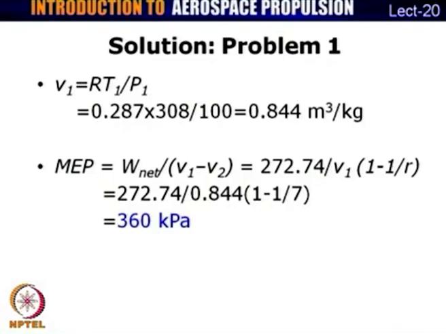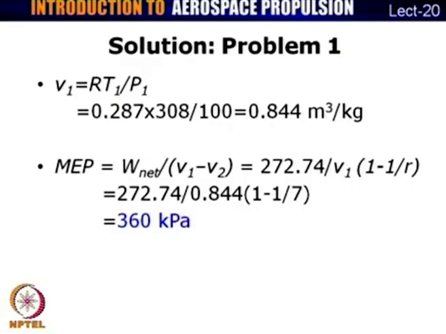So, mean effective pressure will be equal to W net by V 1 minus V 2, which is 272.74 divided by V 1 into 1 minus 1 by r, because V 1 by V 2 is equal to r. Therefore, this is 272.74 divided by 0.844, which is the specific volume at state 1, into 1 minus 1 by 7. So, mean effective pressure comes out to be 360 kilopascals.